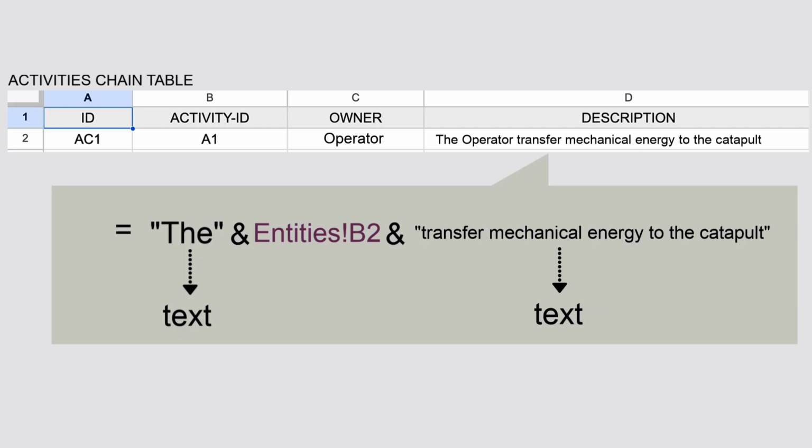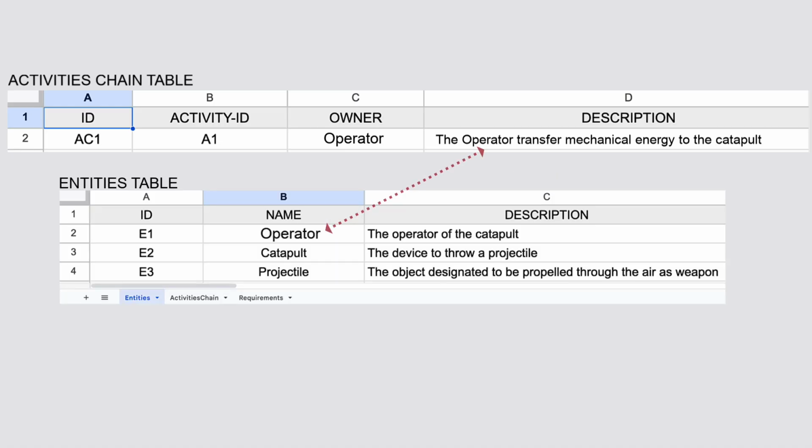With this formula, every time we update the value in the entry B2, the most recent value will be reflected automatically here. This is how the automation was done to manage consistency between multiple tables. If you want to be more complete, then we can also refer to the word catapult in the entry B3.